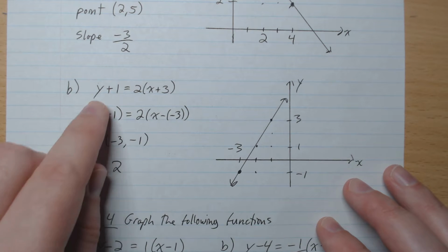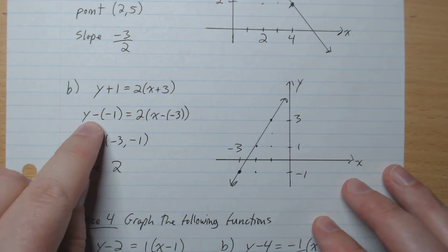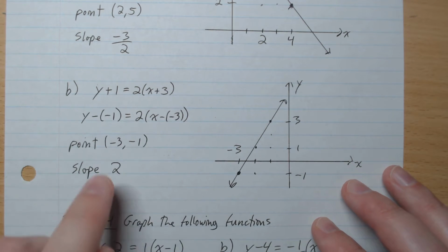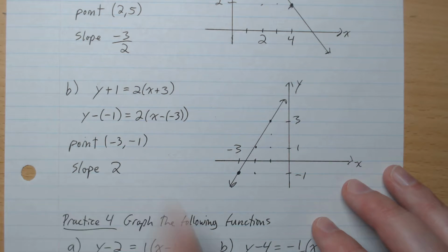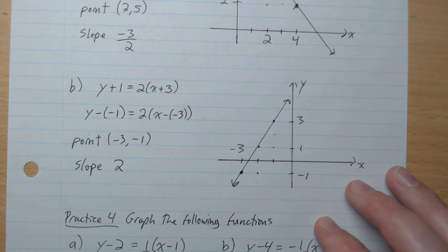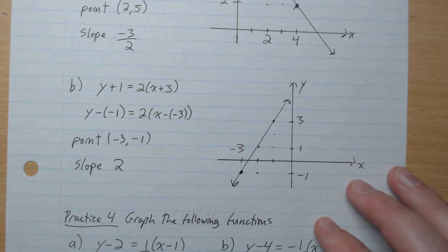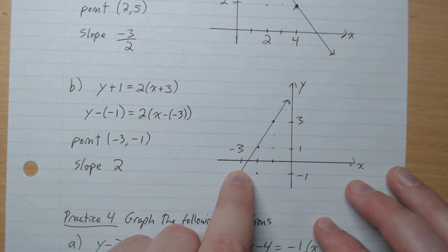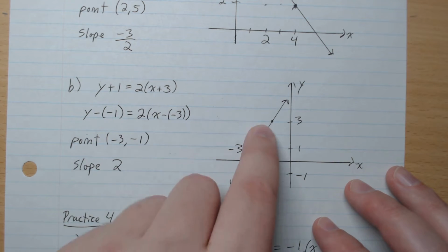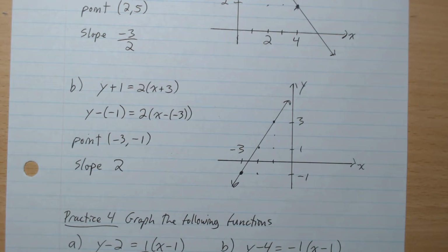So B. Y plus 1 equals 2 times x plus 3. So I'm just rewriting it differently here. Y minus -1 and then 2x minus -3. And I wrote it like that because then you can see that the point is -3 and -1. So that's the point that is on the line. And then the slope is 2. That's given to us. So we're going to start at this point, -3, -1, 2, 3, down 1. So that's our point on the line. And then we're going to draw our slope according to that point. So we're going to go over 1, up 2, over 1, up 2, right? So slope is 2 over 1, right? That's our slope, over 1, up 2. And then we connect the dots like that, and that is the line of our function.